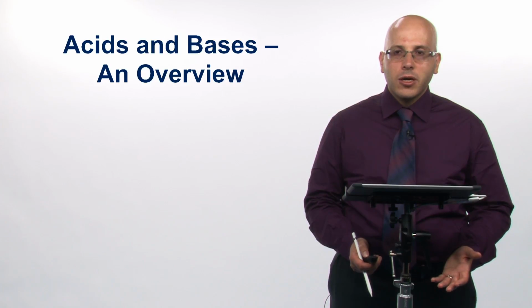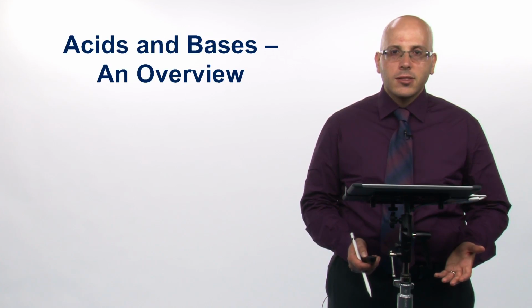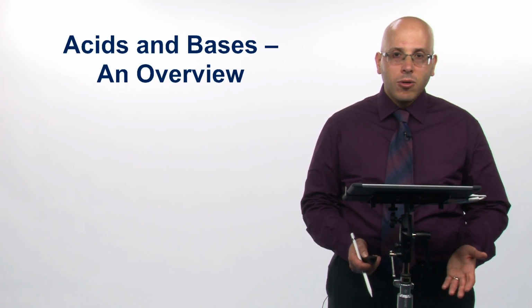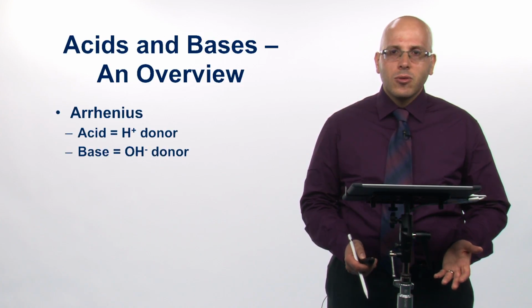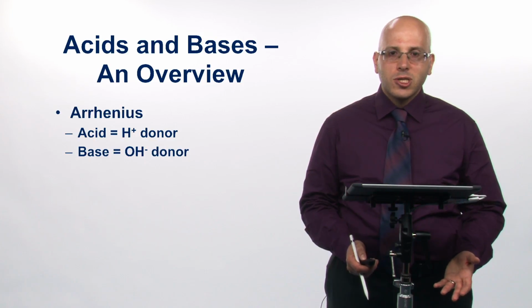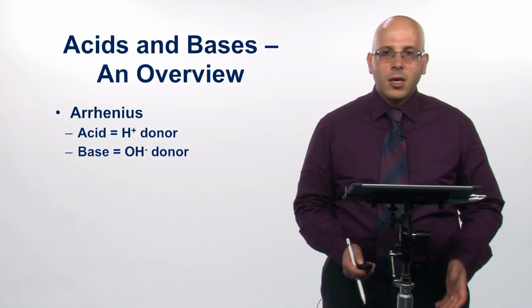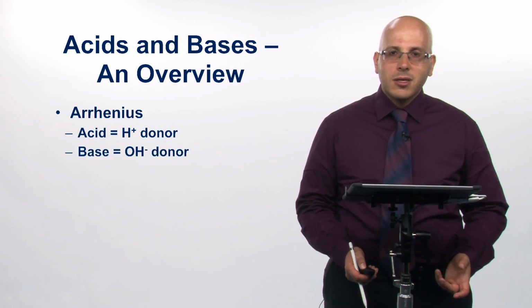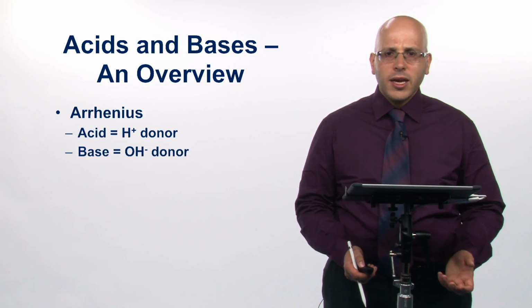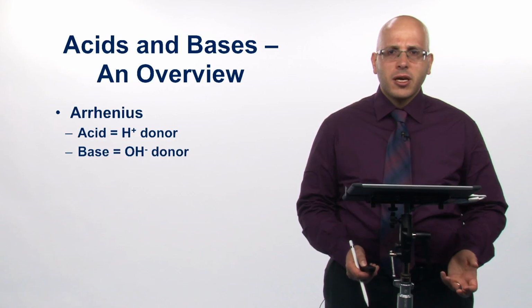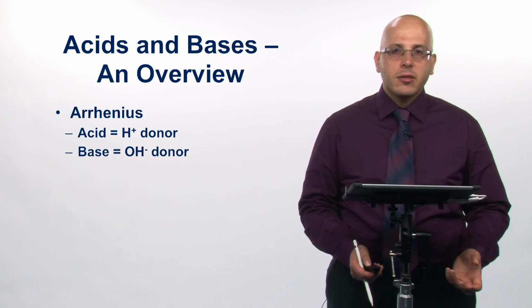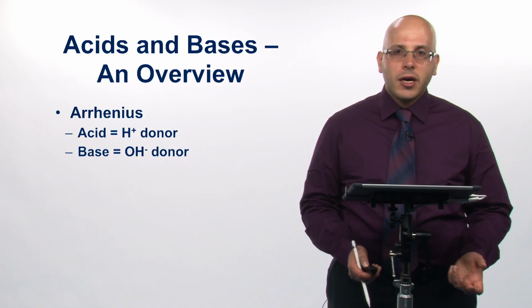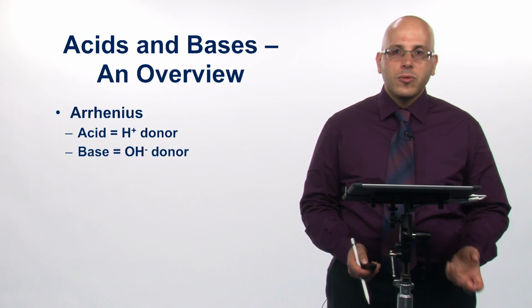And what I want to get across is that it isn't really the case that one of these definitions is better or worse than any of the other ones. They're just different ways of looking at it. Okay, so the first one was put forth by good old Svante Arrhenius, a Swedish chemist, in the late 1800s. And Arrhenius defined an acid as anything that can donate H+ ions to a solution. And he defined a base as anything that can donate hydroxide ions or OH- ions to the solution.